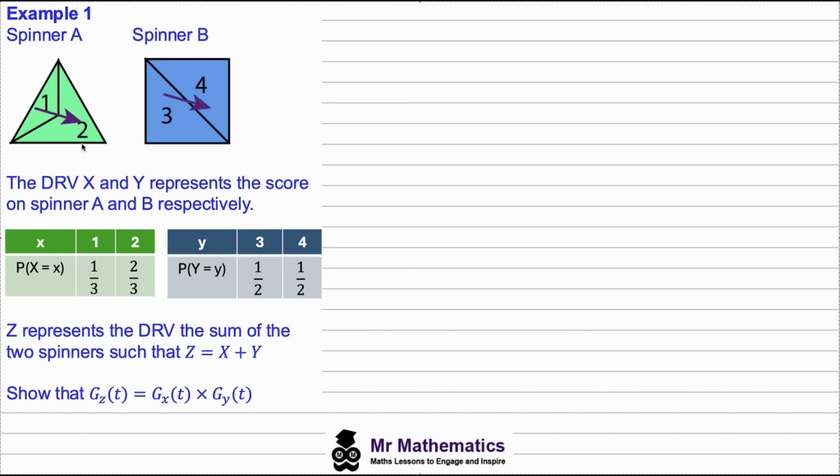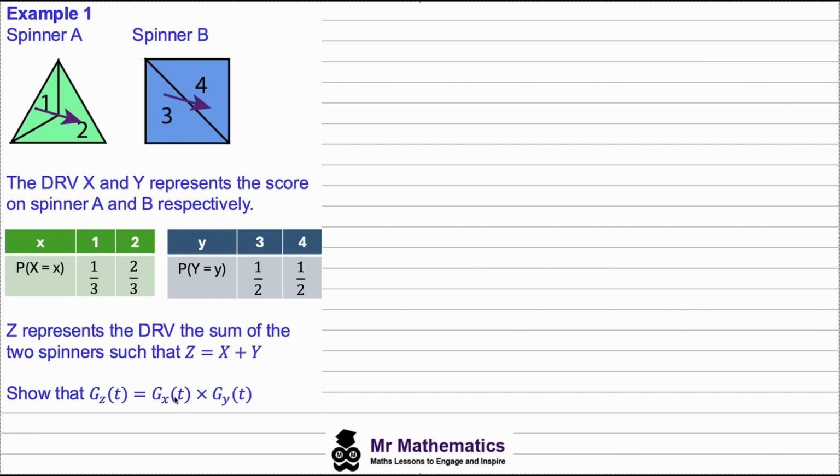So in this question, we've got two spinners, spinner A and spinner B, with random variables X and Y. And we're told that Z represents the discrete random variable, the sum of the two spinners, such that Z is equal to X plus Y. We've been asked to show that the probability generating function for Z is the product of the functions for X and Y.